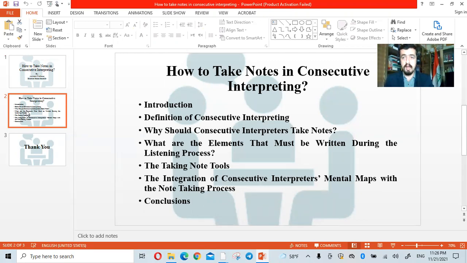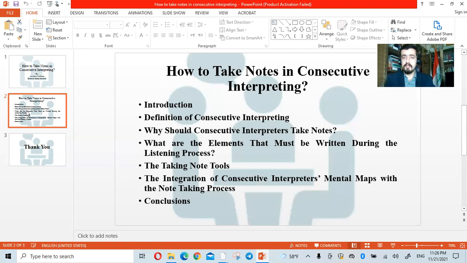It will take a long time and it will put pressure on the mental repertoire of the interpreter himself or herself. Therefore, we have to pay attention to this point. This is why consecutive interpreters are asked to take notes during the process of listening and interpreting for the speaker. This is a very important point that we have to bear in mind.